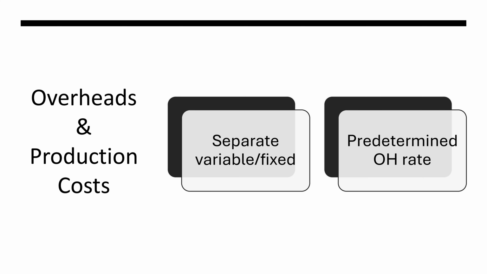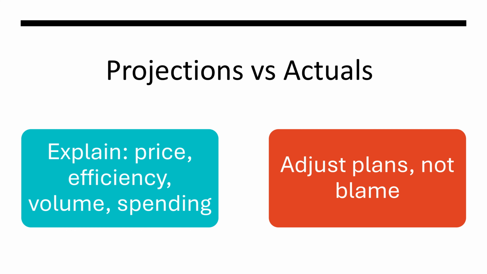Let's take a look at projections versus actuals. Each month, I compare what actually happened to the budget. I explain the differences using price, efficiency, volume, and spending variances. When I see an unfavorable materials usage variance, I investigate scrap, rework, training, or process capability. When I see a labor rate variance, I check overtime patterns and grade mixes. The point is to learn and adjust next month's plan, not just assign blame.